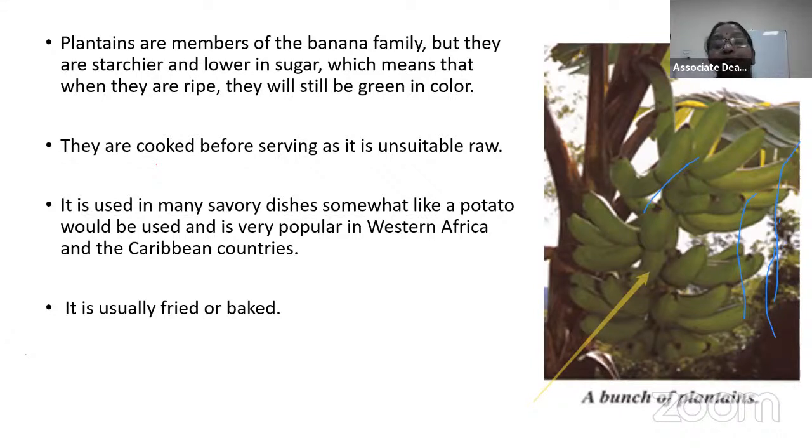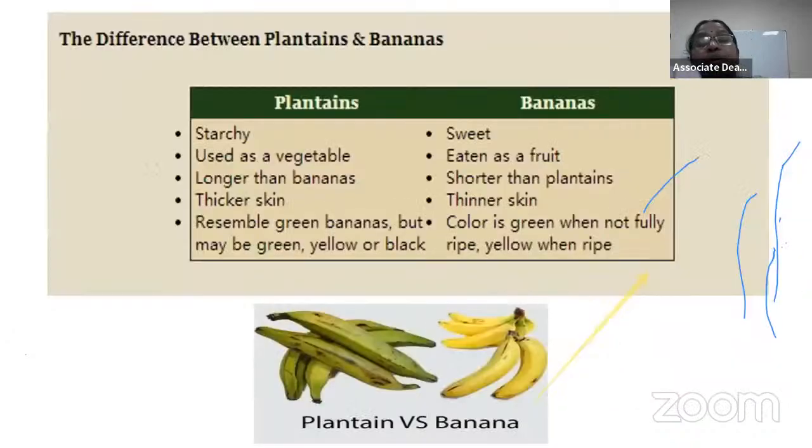And these are the distinguishing characters, you can say the differences: the plantains are more starchy and the bananas are sweet. When they ripen, they become more sweet, and also they emit a significant flavor. Plantain is used as a vegetable, and banana is eaten as a fruit.